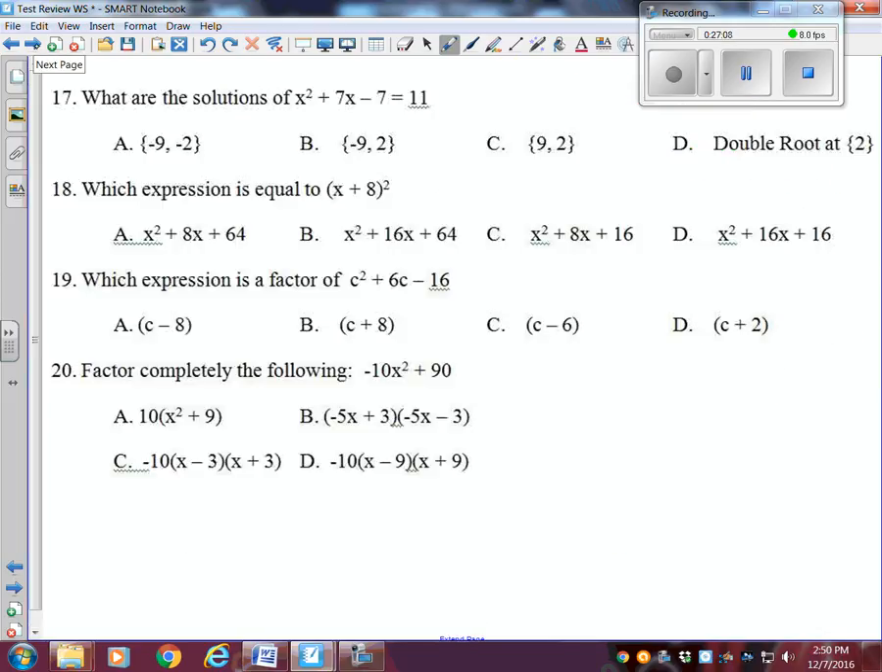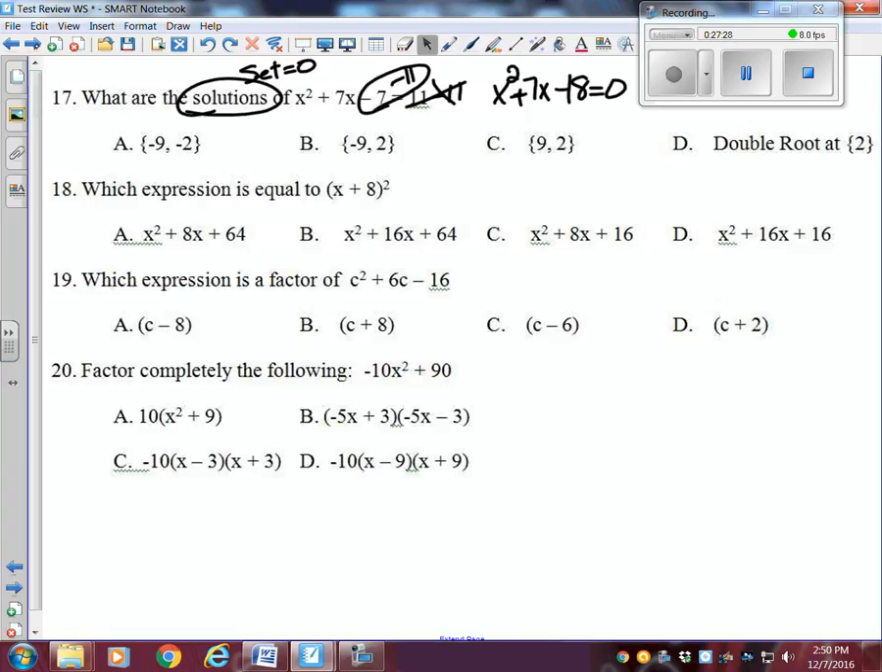17, what are the solutions of this equation? Solutions means you got to set it equal to 0 and solve. So first thing I got to do is get rid of 11. So I'm going to subtract 11 away. X squared plus 7x, that'd be minus 18 when I combine like terms, equals 0.